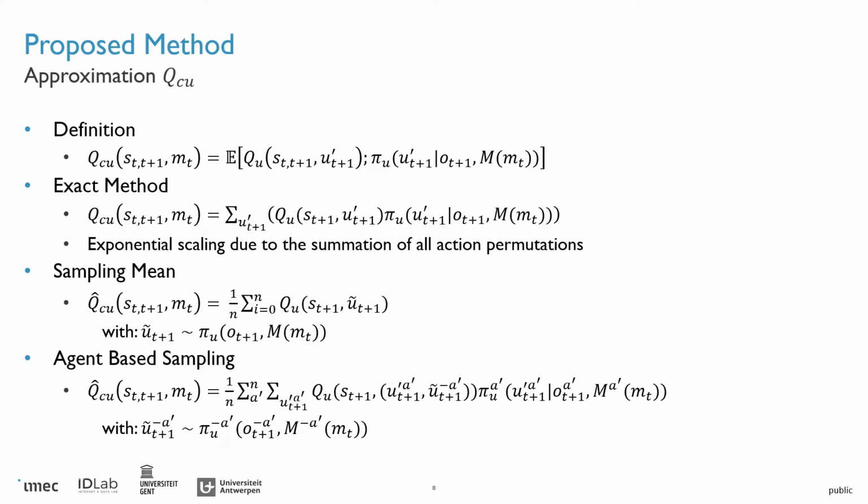Alternatively, we looked at agent-based sampling, in which we iteratively go over all the agents using the exact method, and the action permutations of the other agents are created using the sampling mean method. In our paper, we prove that this is a valid approximation for the real QCU value.